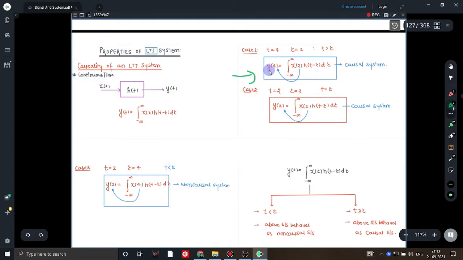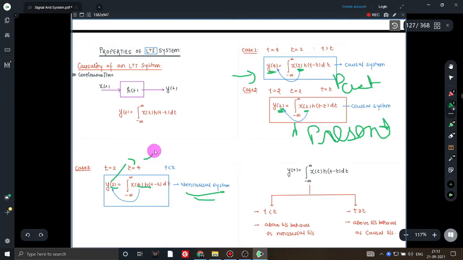See this. This is a causal system. Why? Because the output depends on the past value of input. As we have studied earlier, the output should depend on the present and past value of input, then it is a causal system. And see this also, this is true. It depends on the present value, and it depends on the past value. This is past, and this is present. And see this one. It is a non-causal system. How? Because it is 2 and it is 4.